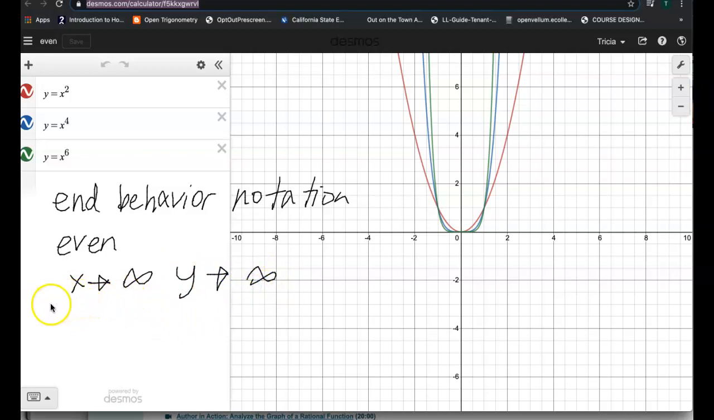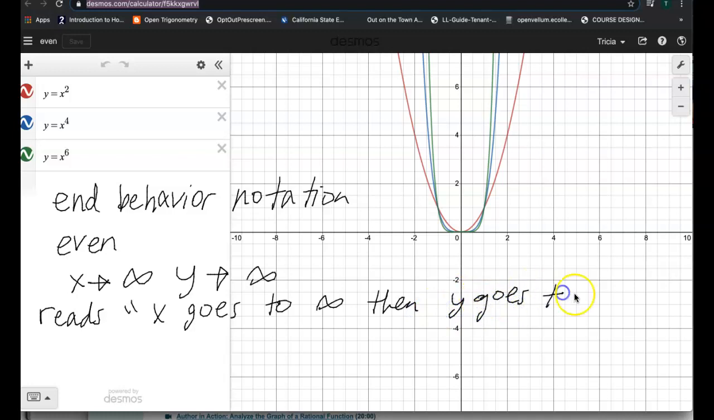So it's just saying what this reads: x goes to infinity, then y goes to infinity. So mathematicians are always looking for that easy way to describe things, and so we use the arrow notation to say what is it tending towards.